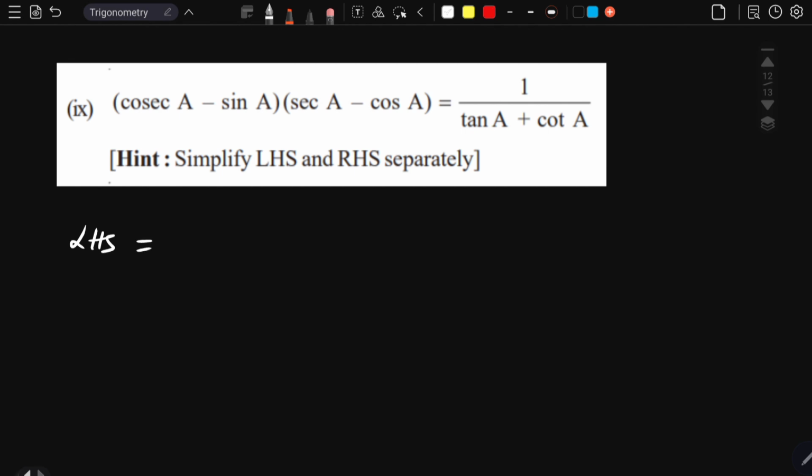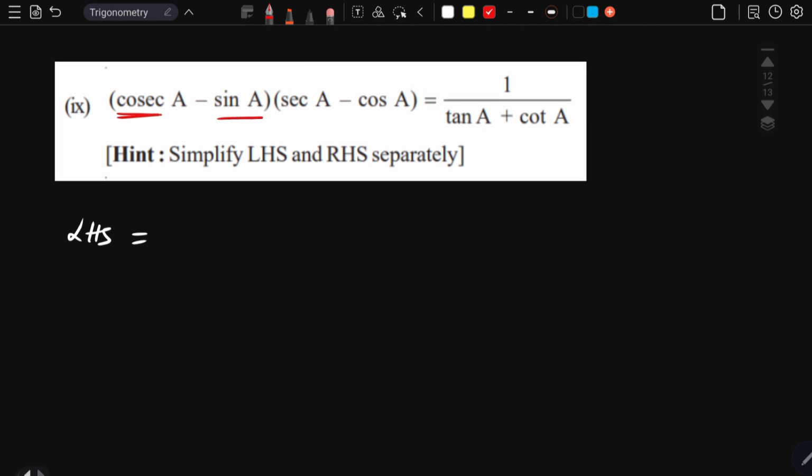I'll take LHS first, which is cosecant a minus sin a. Cosecant a we write as 1 by sin a, minus sin a. Secant a we write as 1 by cos a, minus cos a.